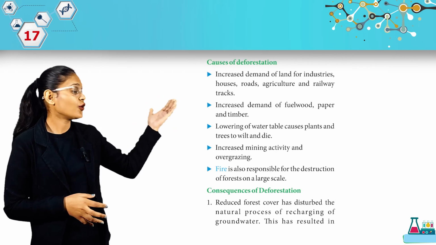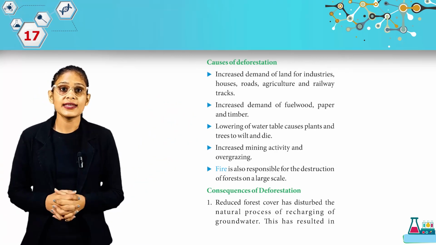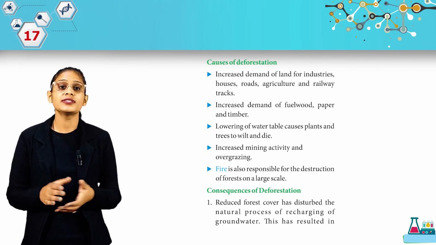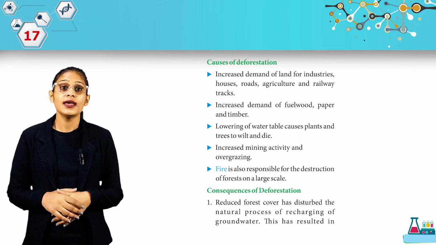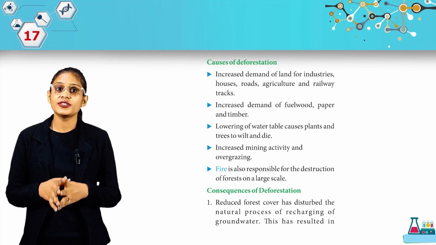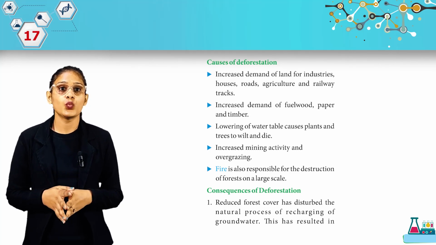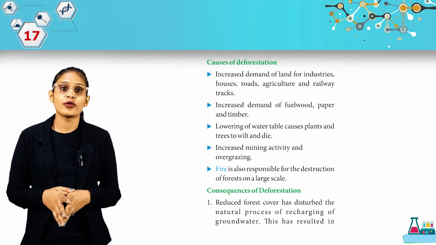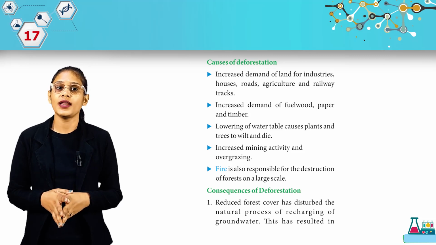Now we have causes of deforestation. Increased demand of land for industries, houses, roads, agriculture and railway tracks. Increased demand of fuel, wood, paper and timber. Lowering of water table causes plants and trees to wilt and die. Increased mining activity and overgrazing. Fire is also responsible for the destruction of forest on a larger scale.